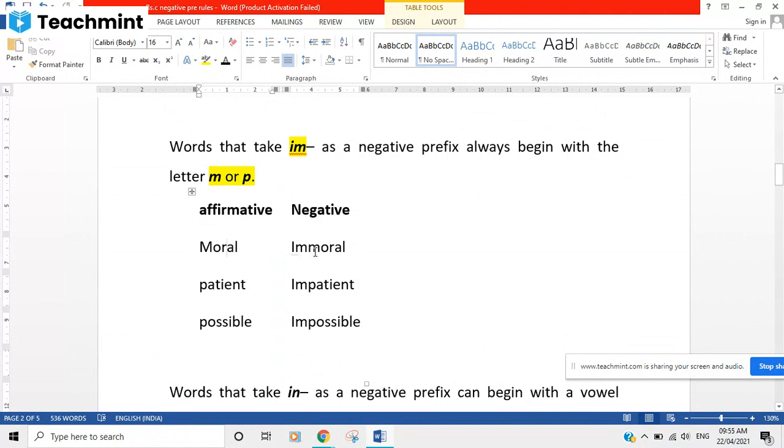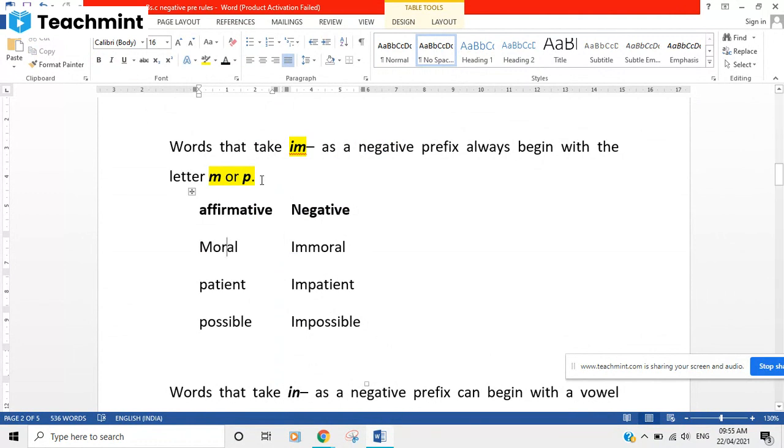Next, decent. Decent can be converted into negative meaning by using in at the beginning of the root word, and then it will become indecent. Then active is a word given here. So by adding in before it, we can make active into negative meaning. If you see all these four words, just focus on the first alphabet, not the word.